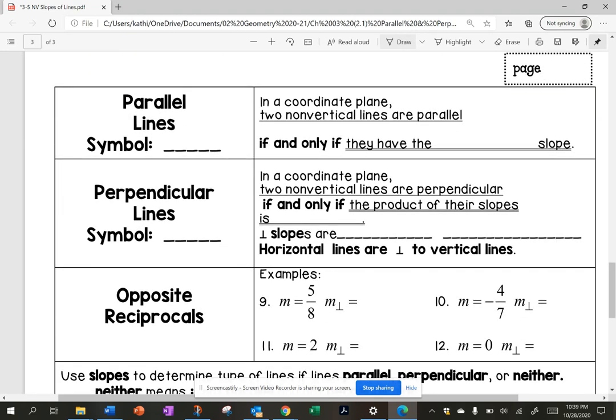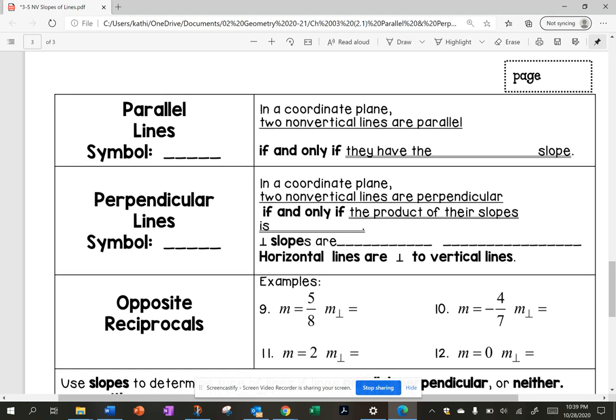The symbol for parallel lines looks like this, or it looks like this. And by definition, in a coordinate plane, two non-vertical lines are parallel if and only if they have the same slope.